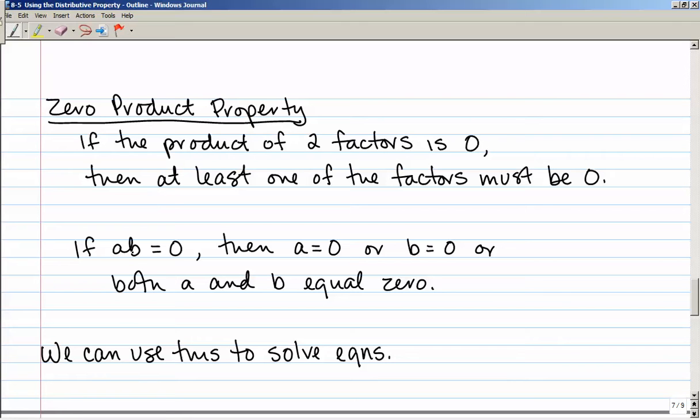So here's a way to show it with letters. If a times b equals 0, then either a equals 0 or b equals 0 or both a and b equal 0. Basically, you cannot multiply 2 numbers and get a 0 unless one of them is a 0. And we're going to use this to solve equations.